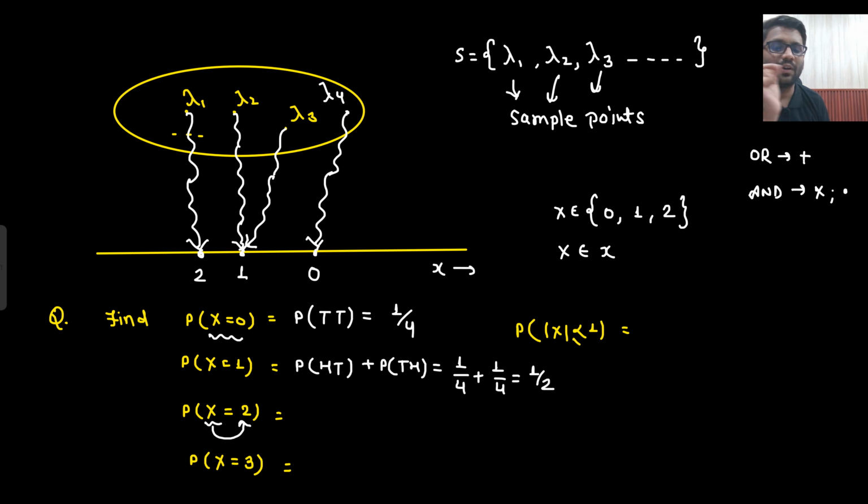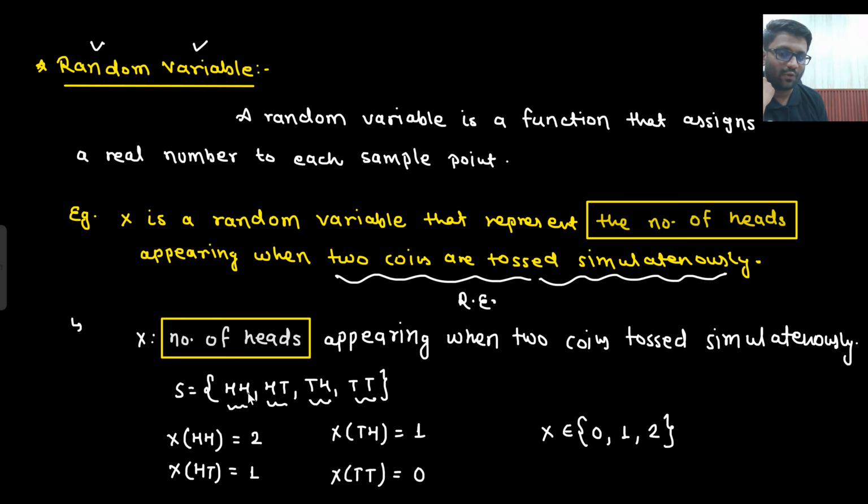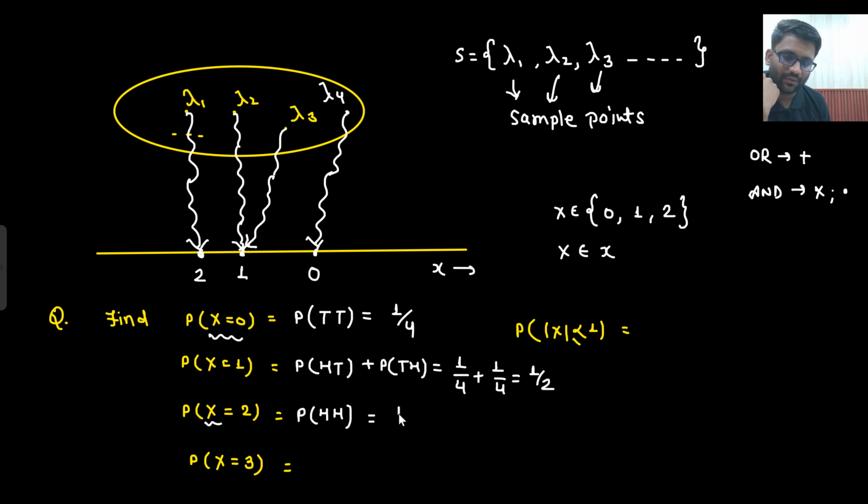What is the probability of random variable x taking value equals to 2? What does that mean? What is the probability that when you toss two coins simultaneously, the number of heads should be equal to 2? So when I toss two coins simultaneously, the number of heads should be equal to 2. That means I want to find the probability of getting two heads. So out of 4, only one case is there. So 1 by 4.